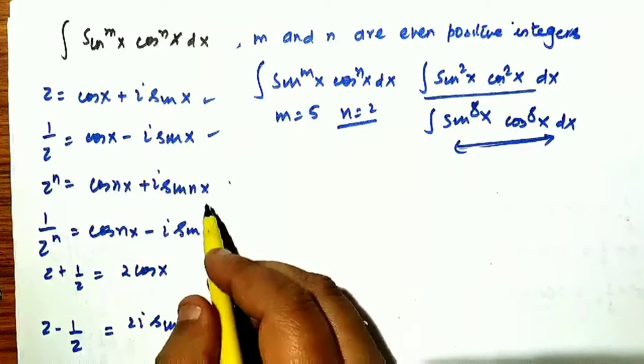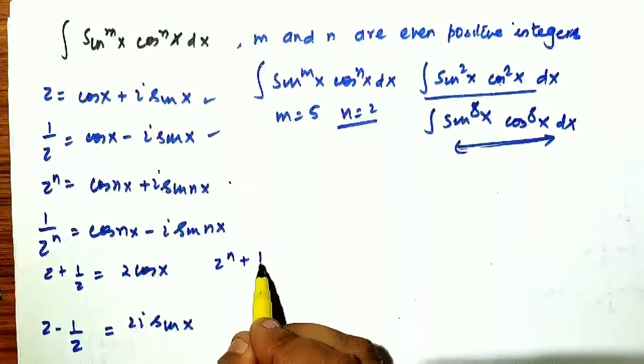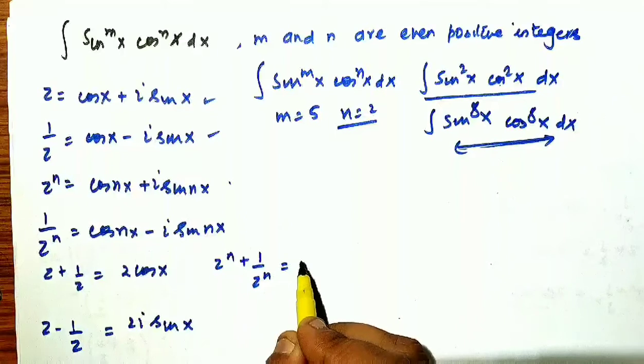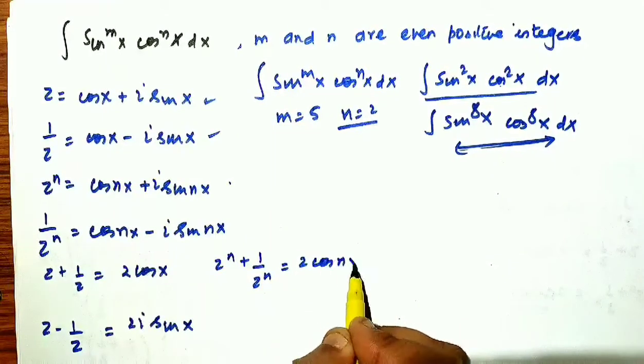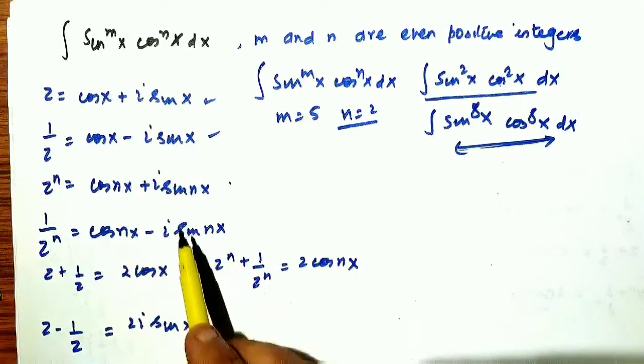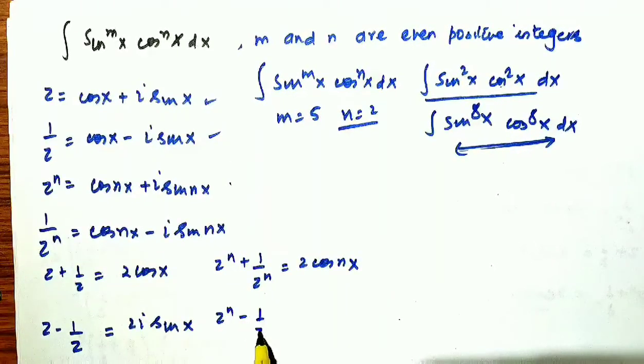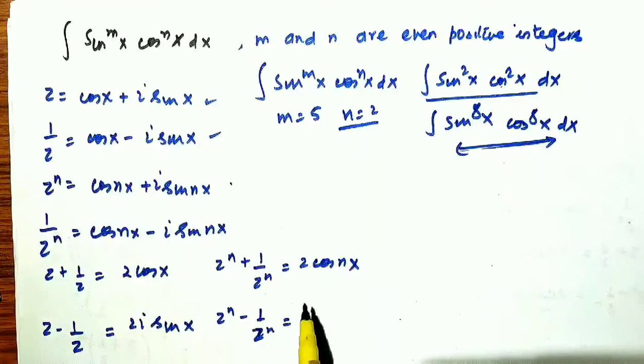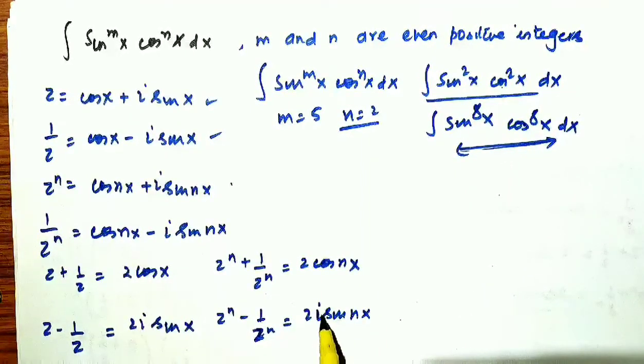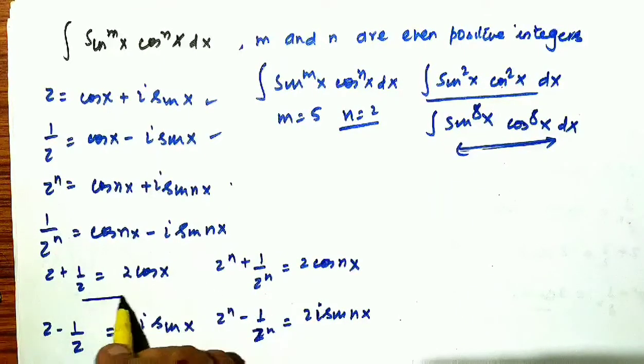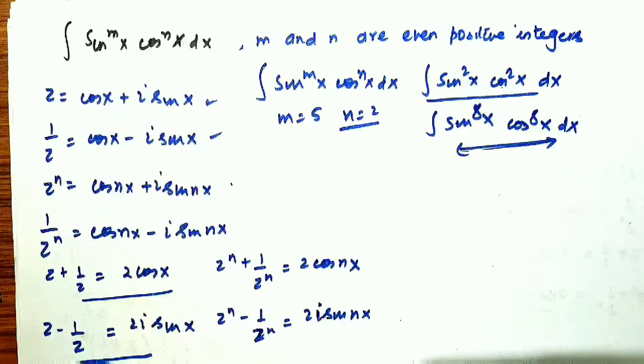In the similar way, for this one I can establish z to the power n plus 1 over z to the power n, that will give you 2 cos nx. And in the similar way, subtract these two equations to get this one, z to the power n minus 1 over z to the power n will give you 2i sin nx. That much is clear to us with the foundation of complex numbers. And from here you can calculate cos x, and from here you can calculate sin x.